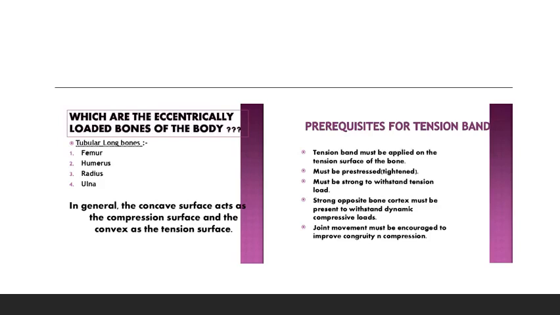Similarly, in patella, anterior cortex acts as a convex surface and the posterior surface as a concave. Concave for the compression, convex for the tension surface. Prerequisites for the tension band: it must be applied on the tension surface of the bone, must be pre-stressed, and must be strong to withstand tension load. Strong opposite bone cortex must be present to withstand dynamic compression loads. Joint movement must be encouraged to improve congruity and compression.